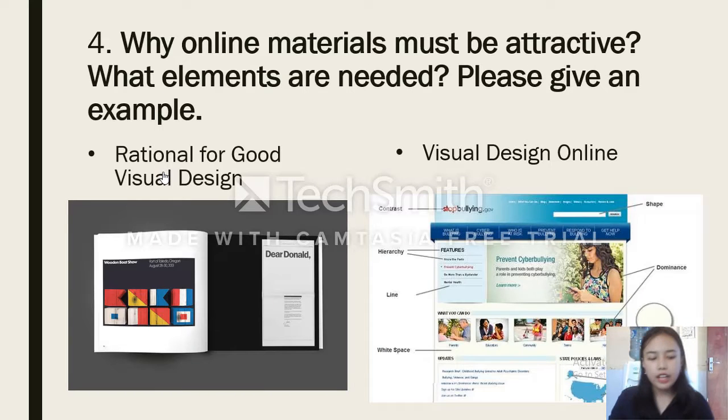Next, the fourth question: why online materials must be attractive? What elements are needed? Please give an example. The first one is why online materials must be attractive. Online materials must be attractive because online materials have flexibility in access. The learner will access it everywhere and anytime. So the teacher needs to make it attractive and interesting enough so the learners can access it comfortably, and they will not easily get bored.